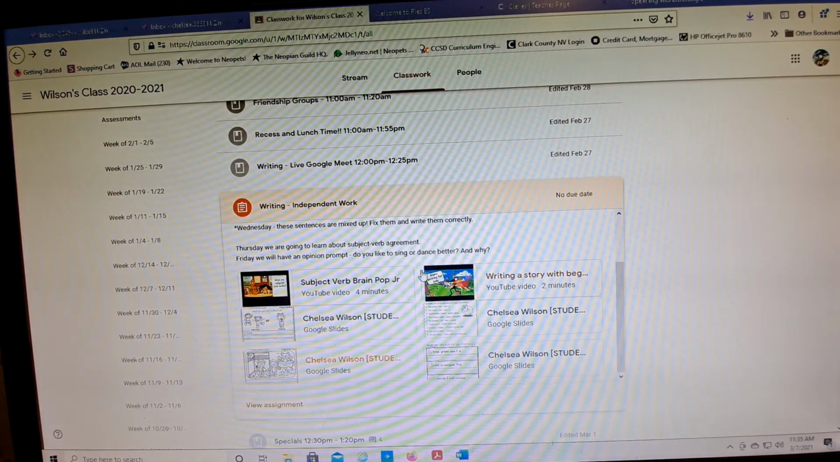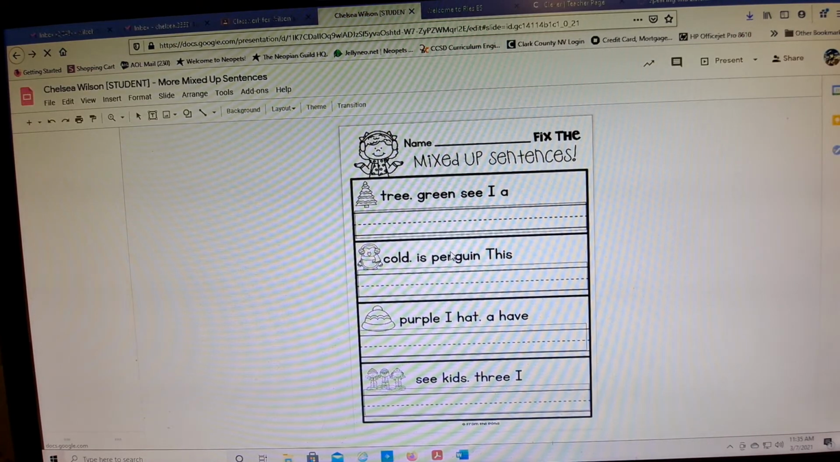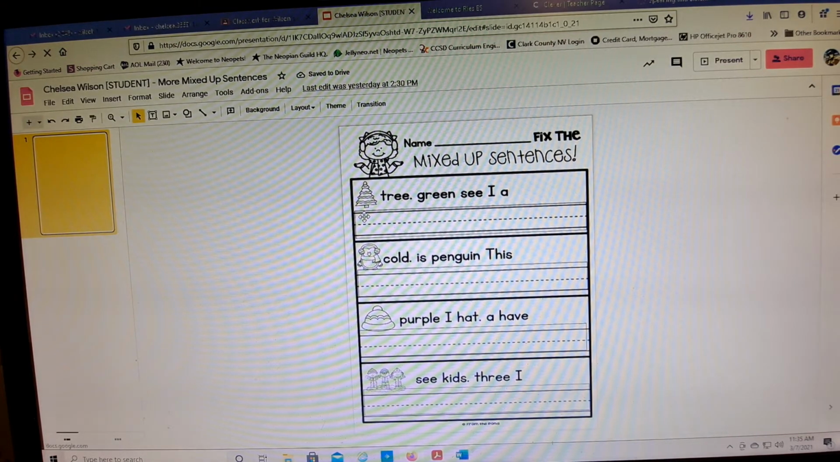So that is Monday, Tuesday. Wednesday, for their independent work, they just have another mixed up sentences to do. And I know this is Christmassy themed, but I like that they were actually out of order as well. So these are just mixed up sentences that they can go and correct.